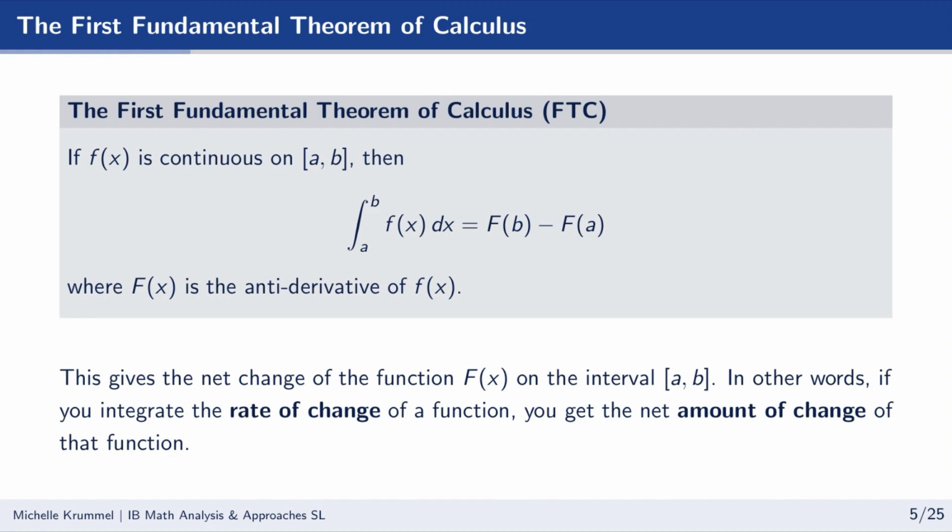If f of x is continuous on the closed interval from a to b, then the integral of f of x dx from a to b is equal to capital F of b minus capital F of a, where capital F of x is the antiderivative of f of x. And as we just saw, this is going to give us the net change of the function F of x on the interval from a to b. So in other words, if we integrate the rate of change of a function, what we're going to get is the net amount of change in that function.